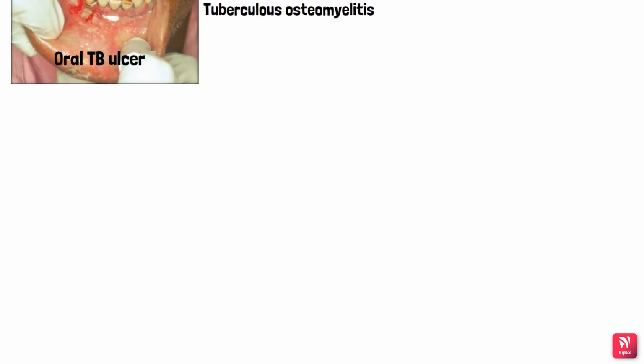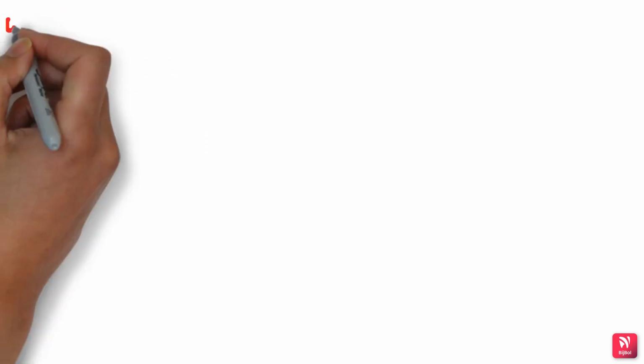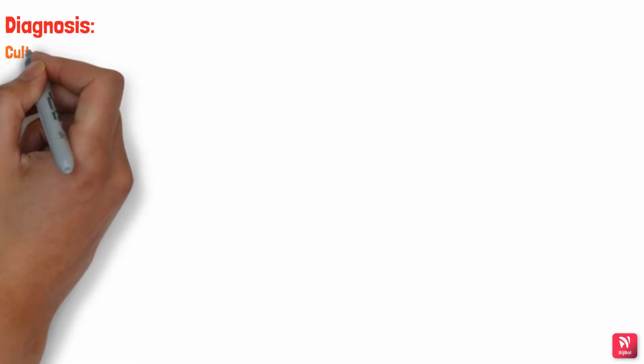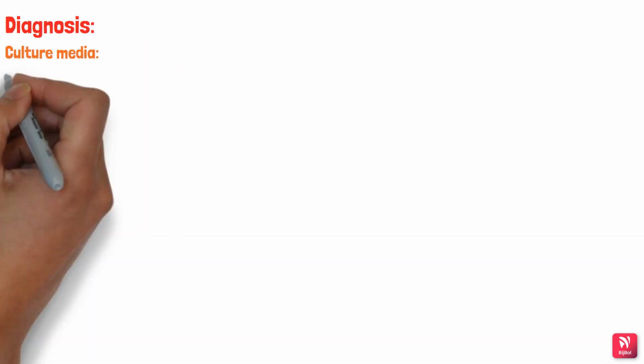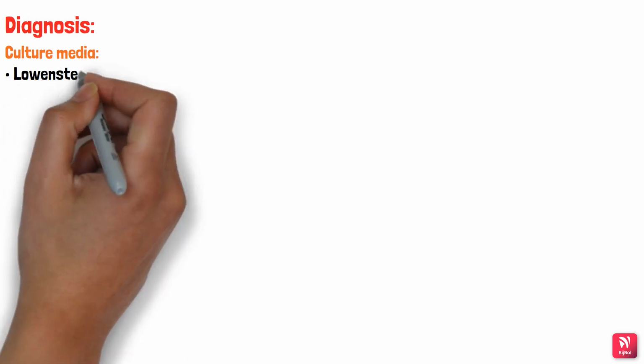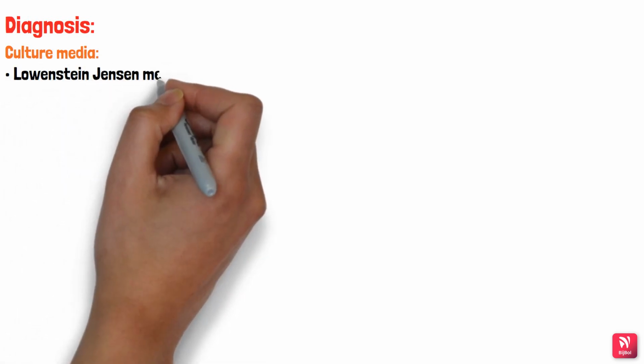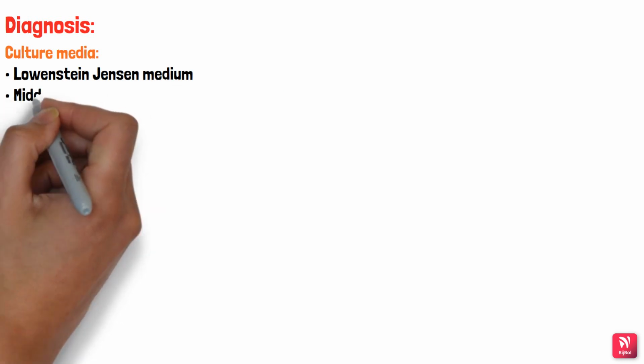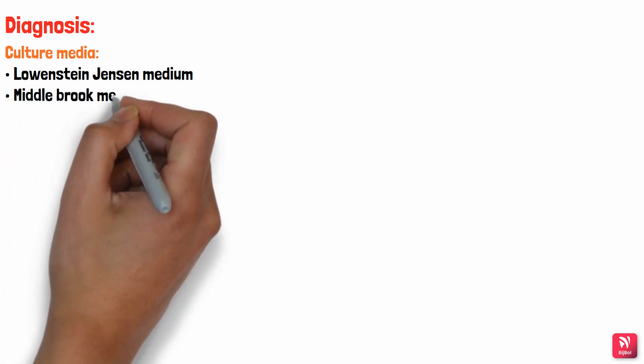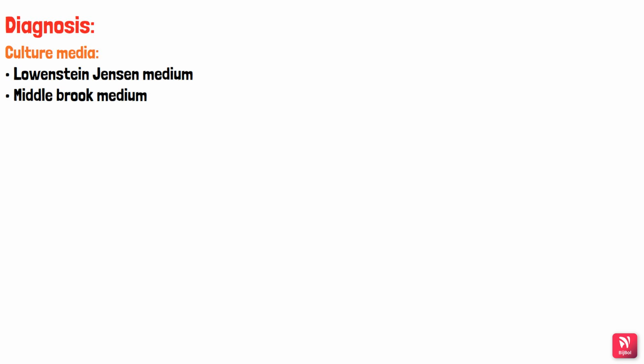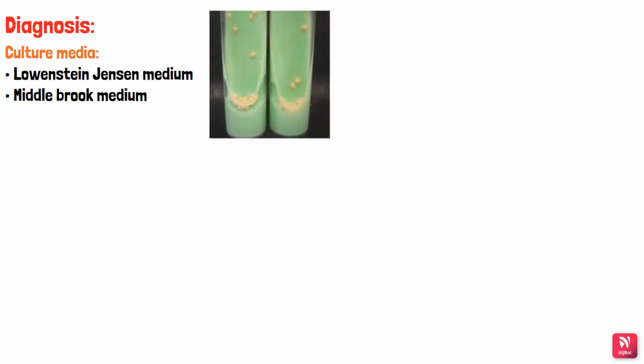Now let's see how do we diagnose, how do we demonstrate Mycobacterium tuberculosis bacteria. First is culture media. The main important culture media what we can use are LJ medium, that is Lowenstein-Jensen medium, and Middlebrook medium. If you see in case of Lowenstein-Jensen, this picture is of LJ medium only, wherein the green color of the medium is because of the malachite green. And here the organisms will be non-pigmented, rough and dry colonies will be there.